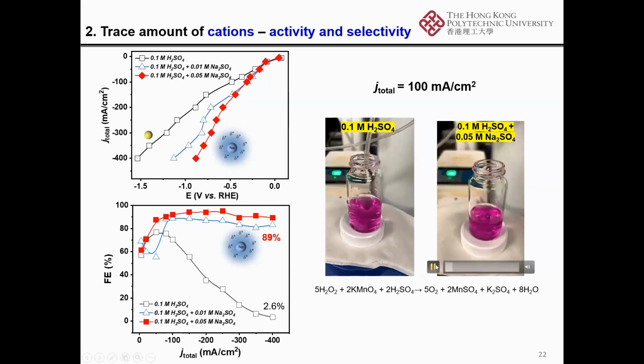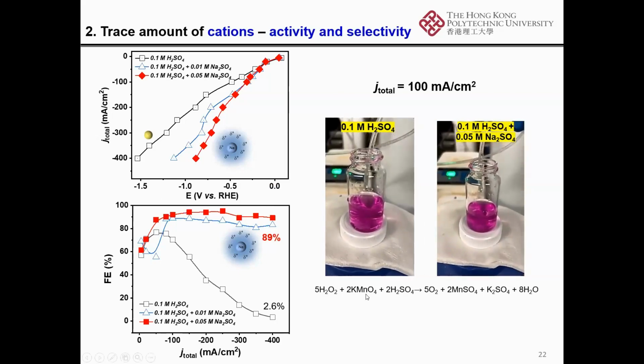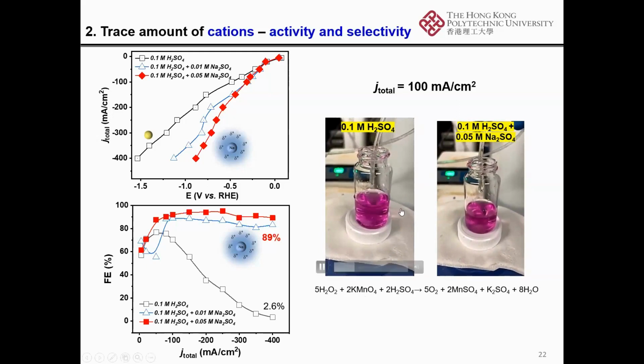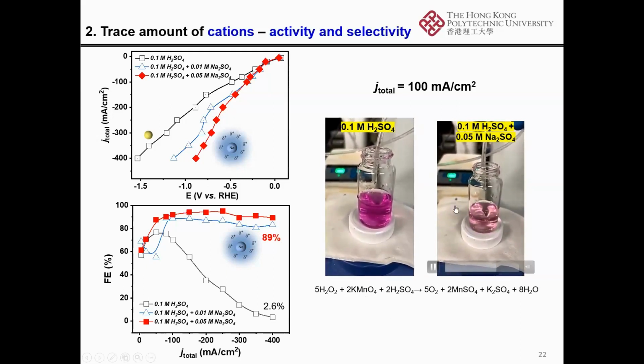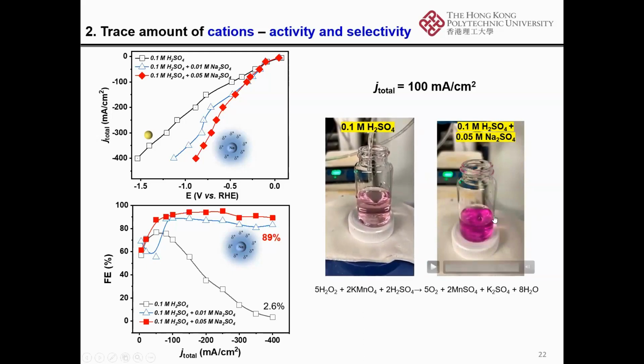We can also compare, because hydrogen peroxide can react with potassium permanganate. This one has a small amount of sodium, so the concentration is higher. If the concentration is higher, the reaction with these chemicals to make the solution colorless is faster, which means the reaction process is much more efficient.